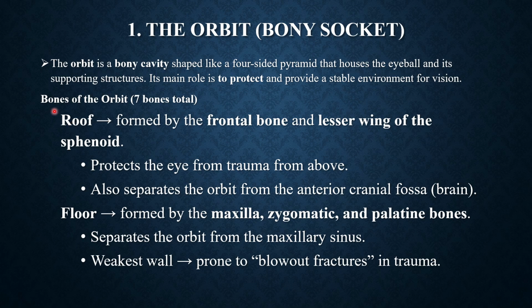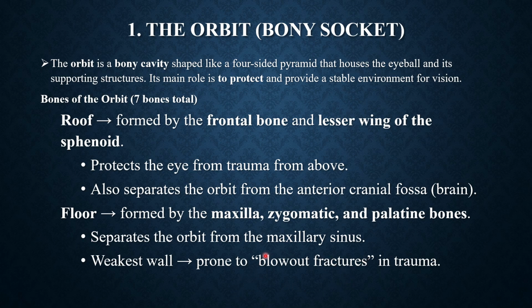For vision. Now the bones of the orbit, which are 7, we will start at the roof, formed by the frontal bone and the lesser wing of the sphenoid. This part protects the eye from trauma from above and also separates the orbit from the anterior cranial fossa, which is the brain. Now the floor, formed by the maxilla, zygomatic and the palatine bones, separates the orbit from the maxillary sinus. This wall, the floor, is the weakest wall, which is prone to fractures when someone is involved in accidents.